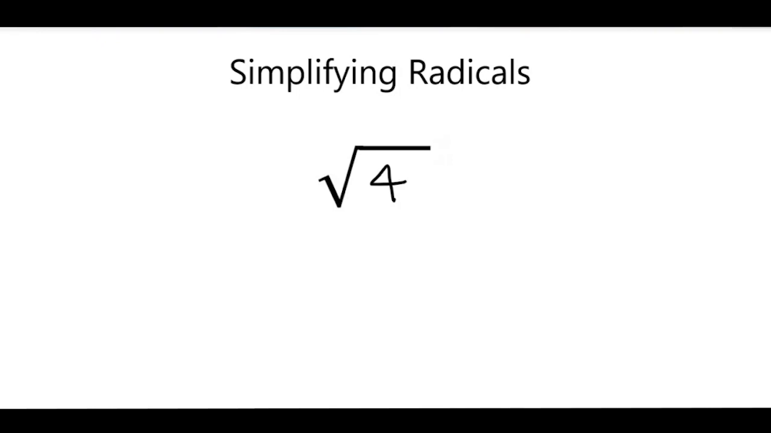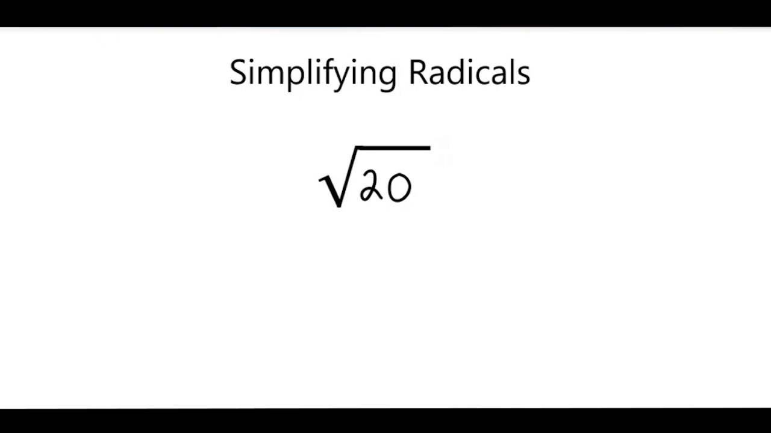And we know the square root of 4. And the square root of 4 is 2. We also know the square root of 25. Square root of 25 is 5. But what happens when we have a radical that looks like this? The square root of 20.